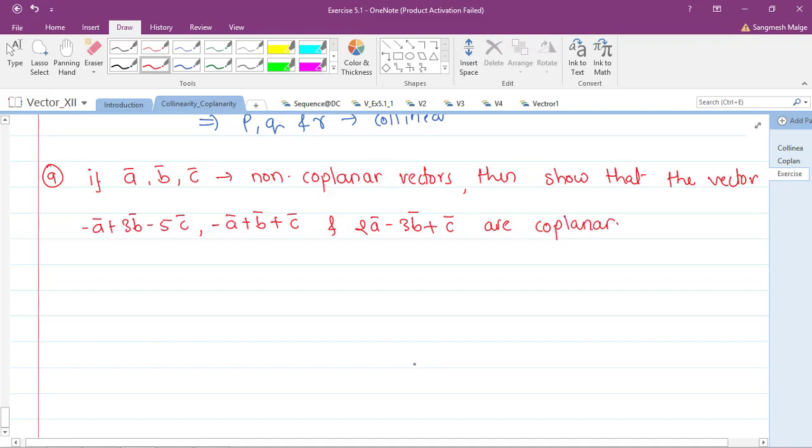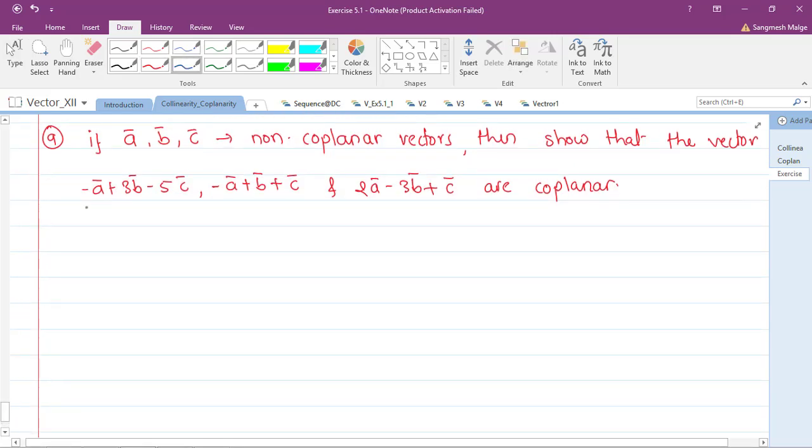Okay, so in the previous question we showed that the vectors are collinear. Now in this case we have to show that the vectors are coplanar. So what is the condition for coplanarity? There should be a linear combination of the three vectors. So let's name these given vectors: let's call the first p bar, this as q bar, and this as r bar.